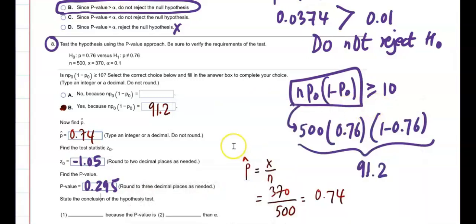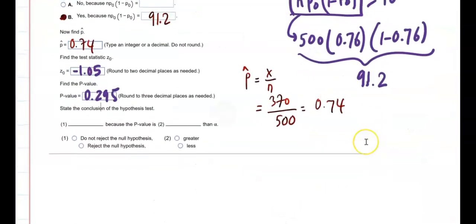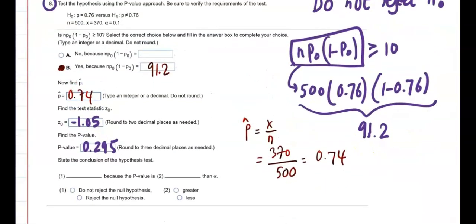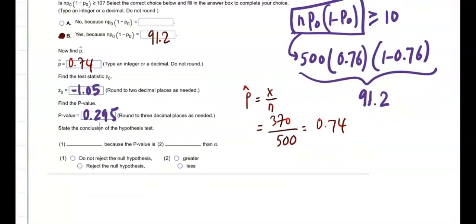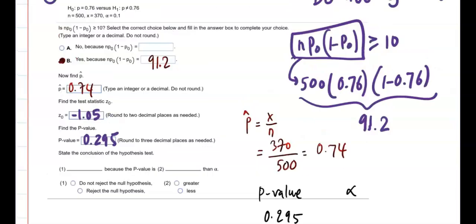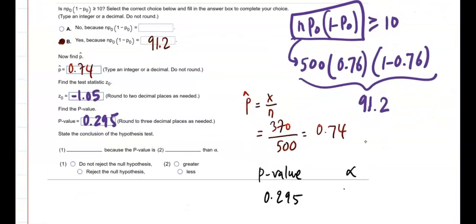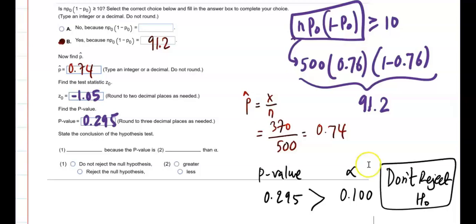Okay. So now let's draw the conclusion. You reject or do not reject using the p-value method. Let's compare the p-value and alpha. The p-value is going to be 0.295. The alpha is going to be 0.100. So obviously the p-value is greater than alpha, you say do not reject. Do not reject the null hypothesis H0. That's the conclusion. So you choose do not reject here.